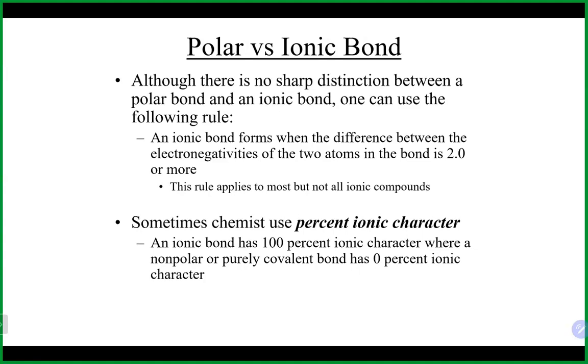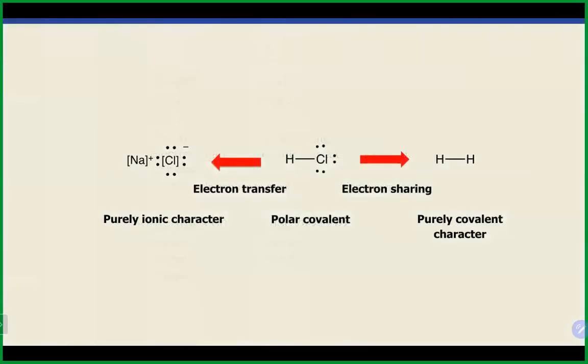Sometimes people will refer to bonds in terms of percent ionic character, and 100% ionic character means that you basically have an ionic bond, you have transferring of electrons. 0% ionic character is more of a pure covalent bond where you have perfect equal sharing of electrons. Not too much these days people refer to bonding in terms of percent ionic character, but it does pop up occasionally. Most of the time we talk about it being polar or nonpolar bonds rather than percent ionic character. But that is the difference.